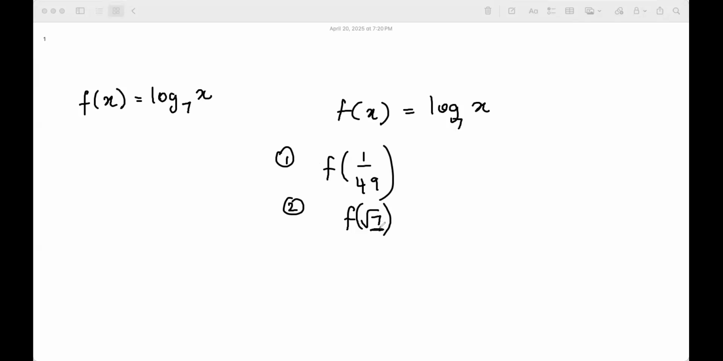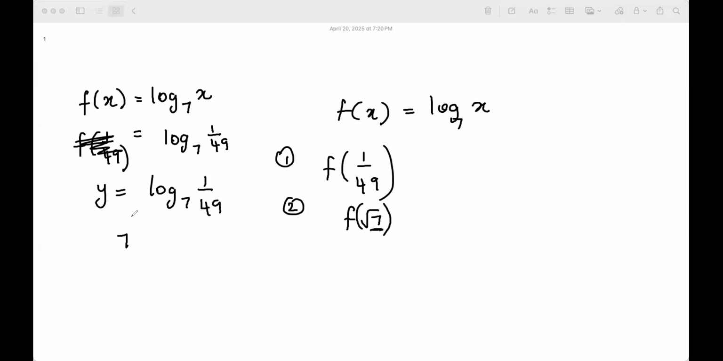Sure. See, this can be written as 7 power of half, right, Anirudh? For the first one, what did you do? Did you substitute f equal to 1 by 49? Yeah, I did. Sorry, I was on mute. I'll write it out as y. y is what I need to find out, right? 7 power of y will be equal to 1 by 49. 49 is 7 square, but it can be written as 7 power of minus 2. So y equal to minus 2.